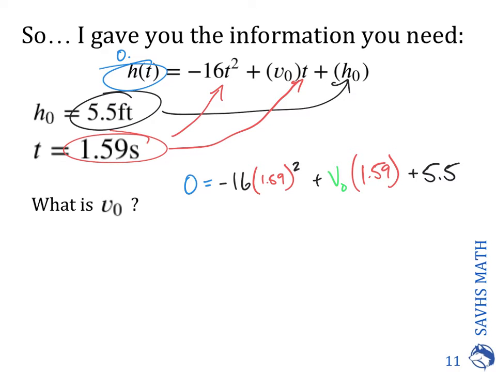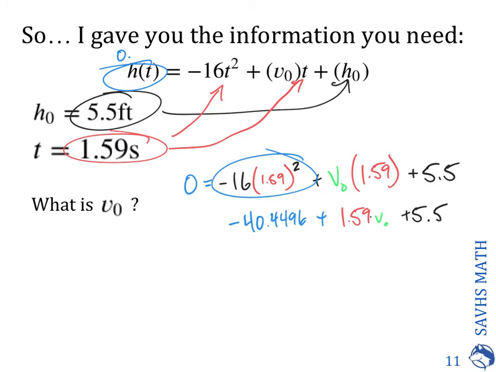I'm going to do this whole thing first. And when I did that, I got negative 40.4496, plus, I'm going to rewrite this as 1.59 v naught because I'm more comfortable with the variable being second. Doesn't change anything about how I do this problem. And then plus 5.5. Again, the like terms are this one and this one.